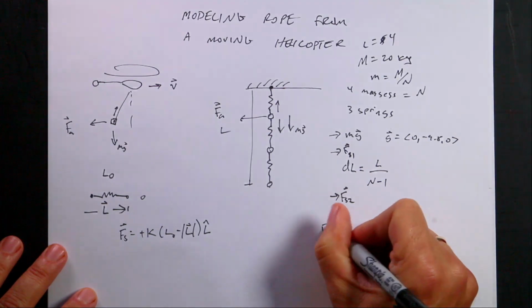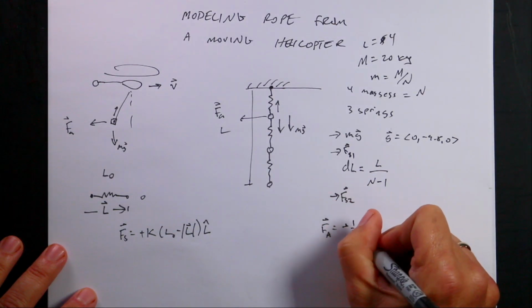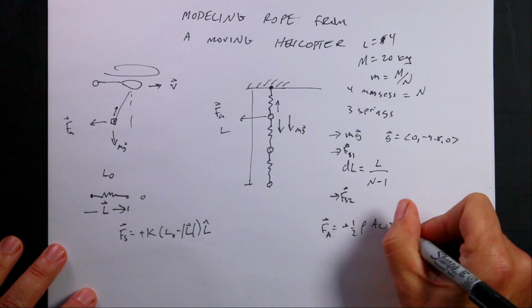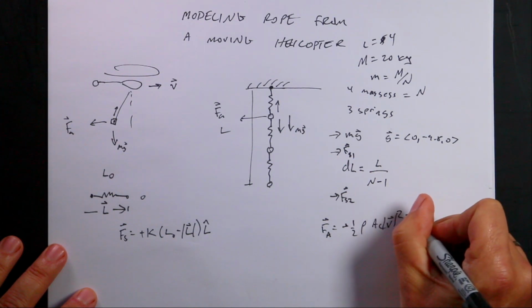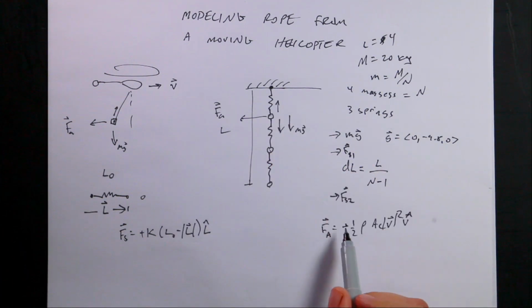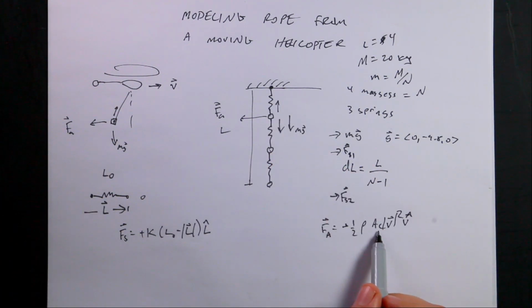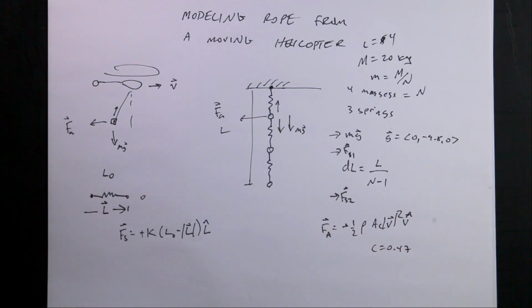And we can say F air is negative 1/2 rho A C v squared v hat. So this is the density of air, which is 1.2 kilograms per cubic meter. This is the cross-sectional area of the sphere, which is the parameter that I think is going to change. C is a drag coefficient. C is about 0.47 for a sphere. I don't have spheres, but I don't think it really matters. We can again play with that too.